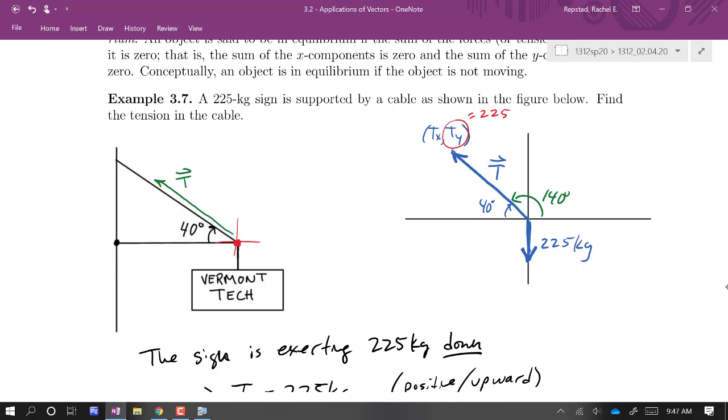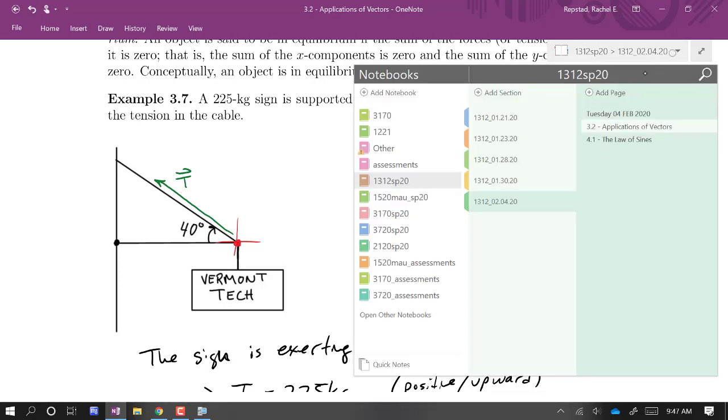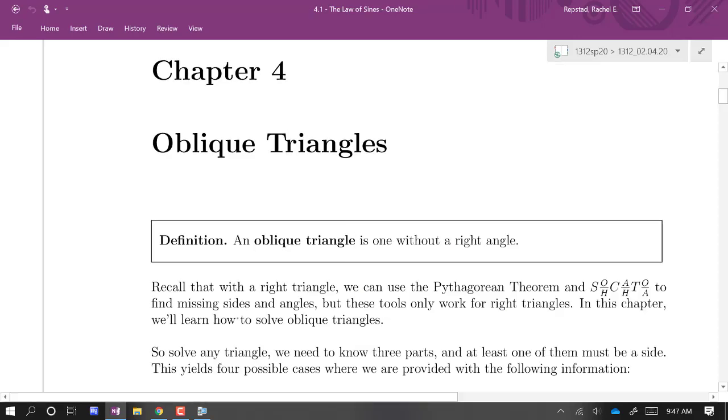Questions before we talk about oblique triangles? Oh, Jacob. Don't. What does that even mean? I'm glad you asked. We're going to learn about it.